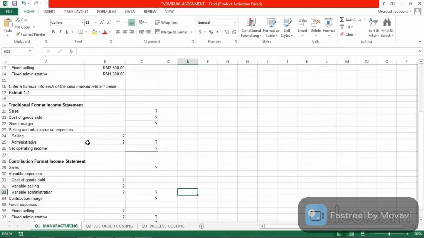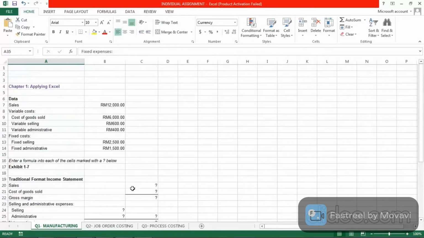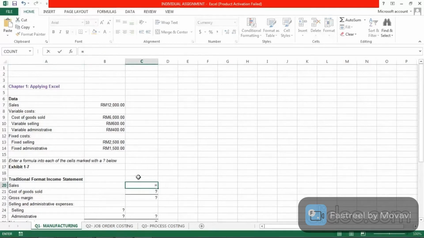Basically, the traditional format income statement organizes costs into two categories, which are cost of goods sold and selling and administrative expenses. While for the contribution approach, it separates costs into variable expenses and fixed expenses. The figures are already given in the data above, so we just insert them here. For sales, 12,000, cost of goods sold, 6,000, and then to get the gross margin, sales 12,000 minus cost of goods sold 6,000.